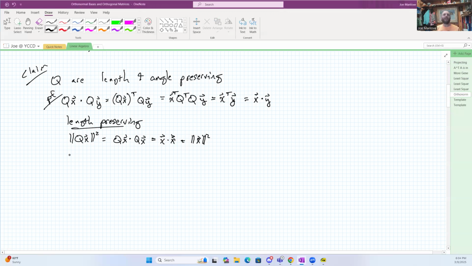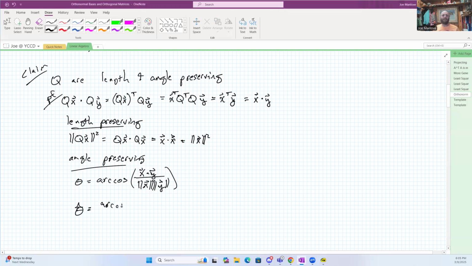That's cool. The angle preserving is actually just a consequence of two things we've already observed, right? So the angle preserving is that theta is the arc cosine of X dotted with Y over the magnitude of X times the magnitude of Y, right? Okay, so well, I know that because of these two facts, I could just snap a bunch of Q's in there. That means it's angle preserving. That's really cool, right? The new theta is the arc cosine of QX dotted with QY over the magnitude of QX times the magnitude of QY.